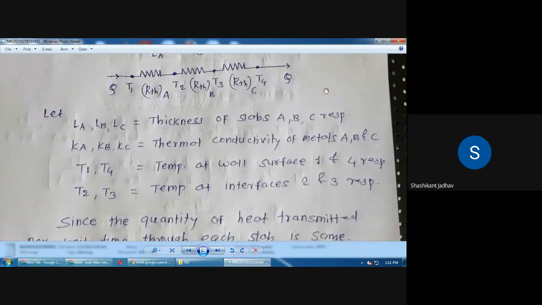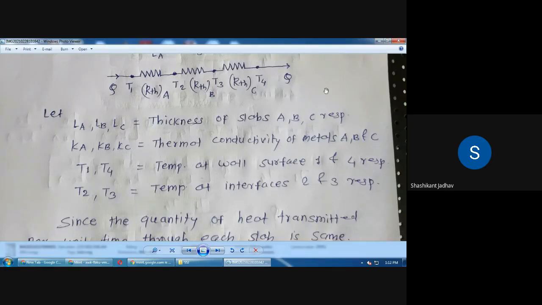Then write down K, KB, KC is equal to thermal conductivity of metals A, B and C. Then next line, T1, T4 is nothing but temperature at wall surface 1 and 4 respectively.